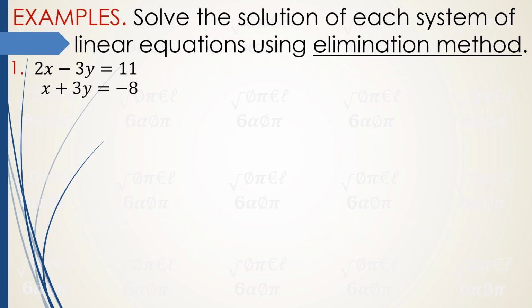Para mas maintindihan yung steps kanina, punta tayo dito sa mga examples natin. Solve the solution of each system of linear equations using elimination method. For number 1, we have 2x minus 3y equals 11. Let's consider that as equation 1, while x plus 3y equals negative 8, we will consider that as equation 2.